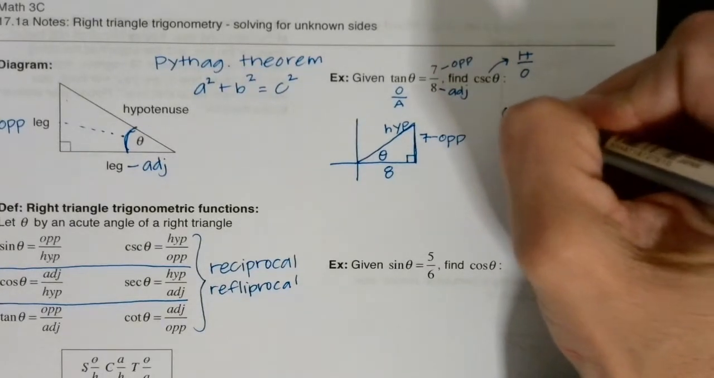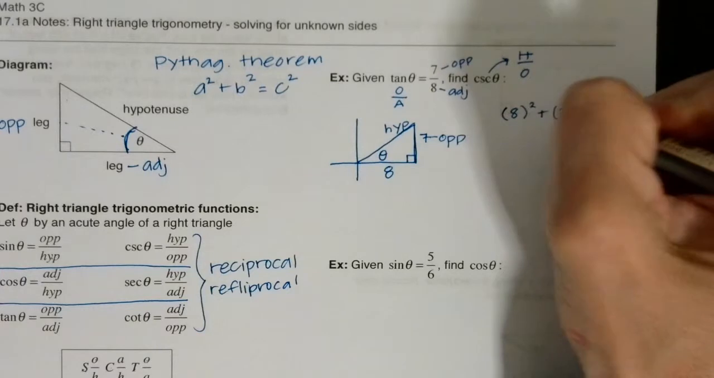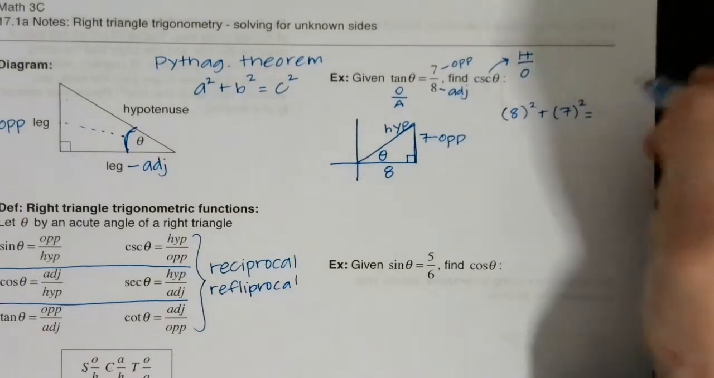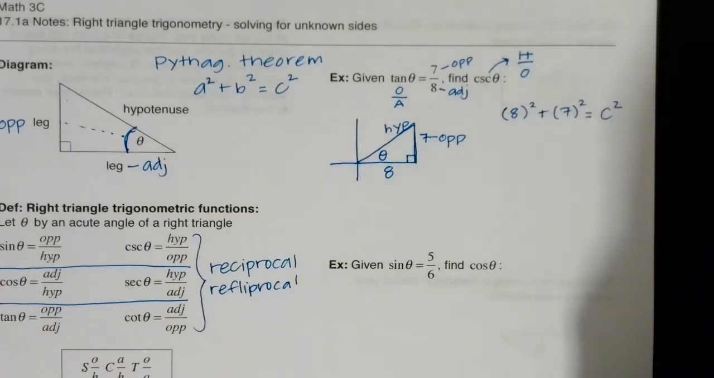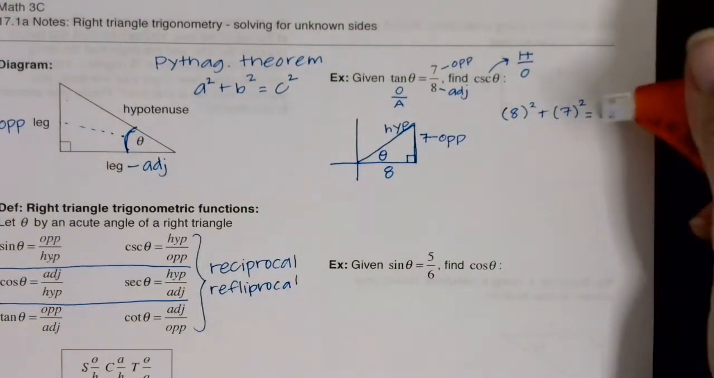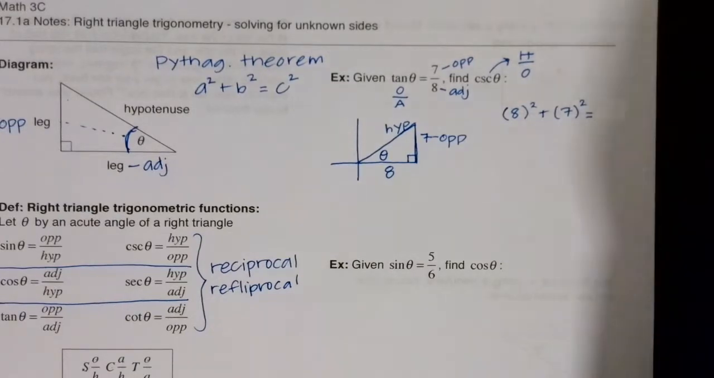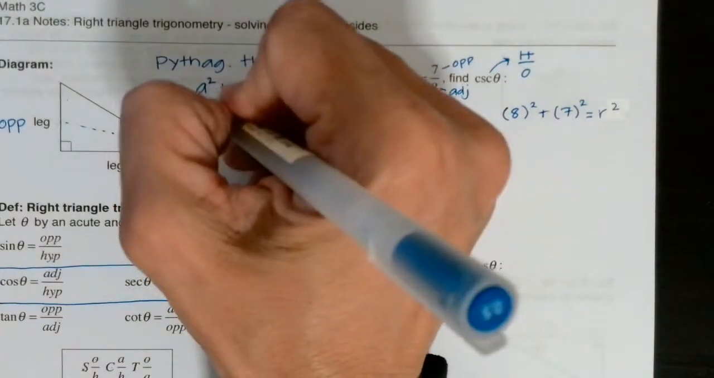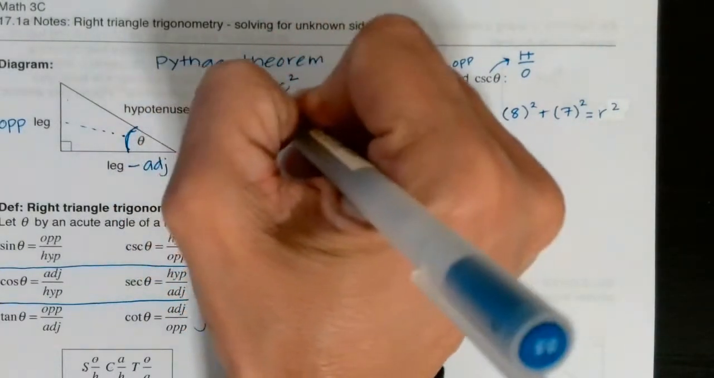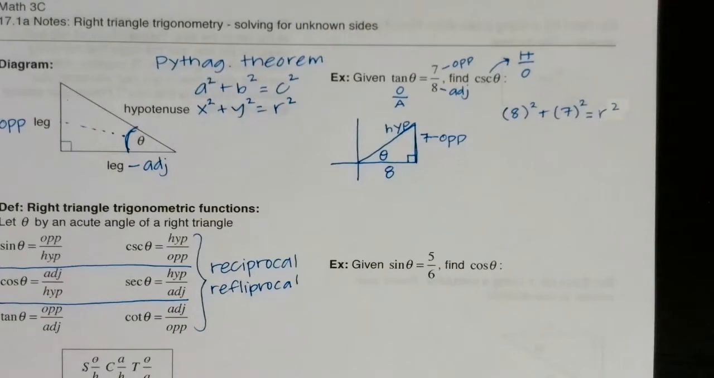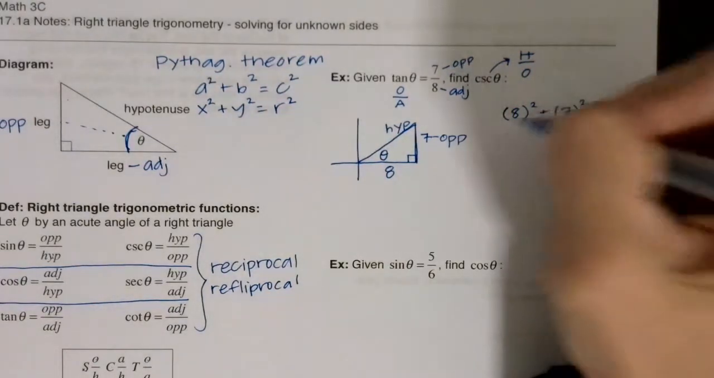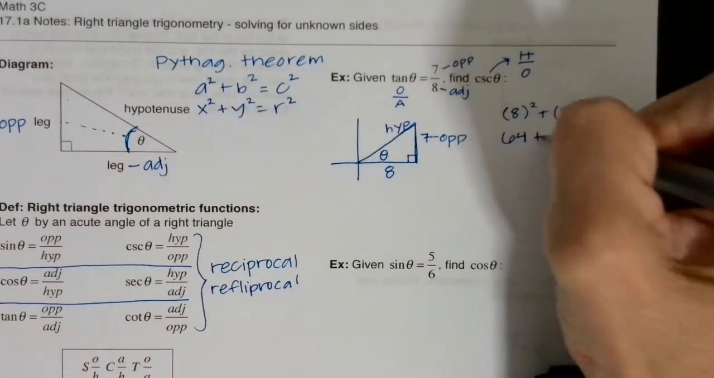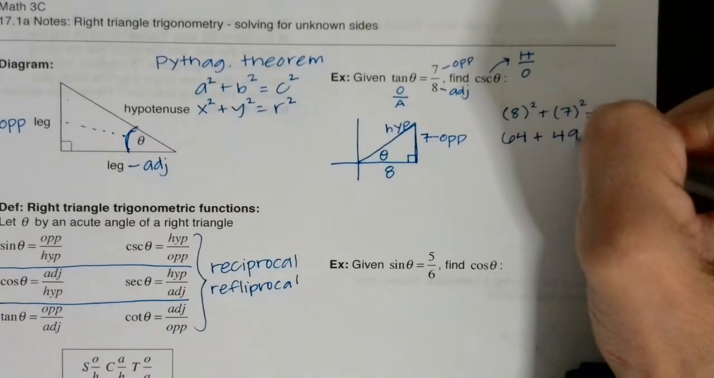So we're going to do 8 squared plus 7 squared equals c squared. Actually, we're not going to call it c, just because of where we're going. I'm going to have you call it r squared. And again, x squared plus y squared equals r squared is another way to write the Pythagorean theorem. I'm having you do this because of where we're going later in this chapter. So it's the same thing. Don't let it trip you up.